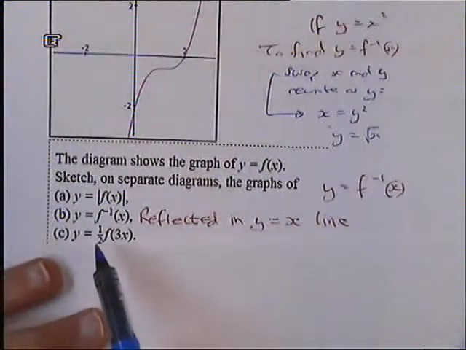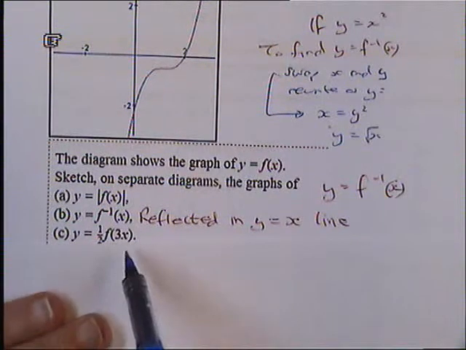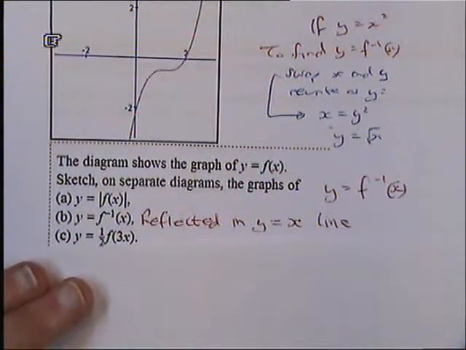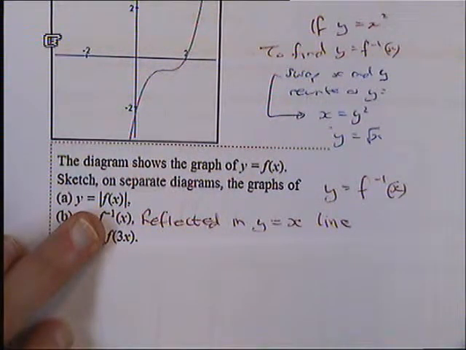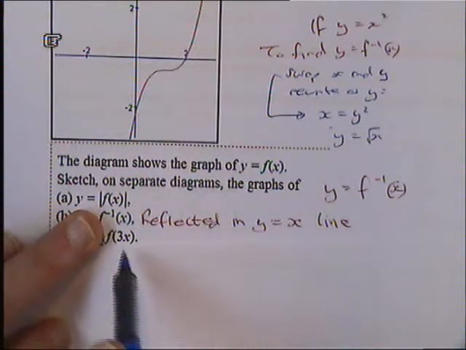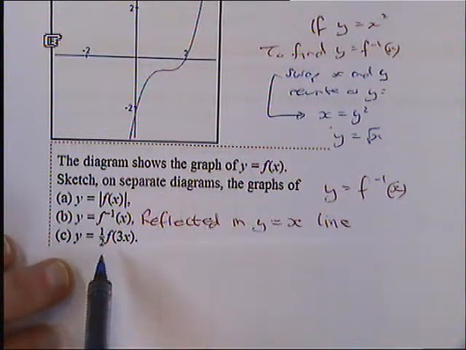This one here, half f of 3x. That's two things done together. What will the effect of the 3 in there be, first of all? Yeah, so for the benefit of the tape, pushing it in from both sides, so everything is a third of the distance from the y-axis. And then the half here. Yeah, Laura's doing it right. Half the height it was as well.